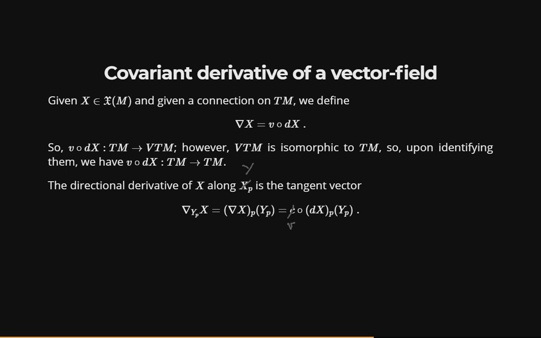So again, if you project the differential, you have to identify some isomorphic spaces, but you end up with the map from the tangent bundle to the tangent bundle, which at every point is just a linear map from the tangent space to the tangent space. So whenever you give it a vector, it gives you another vector. Makes sense?